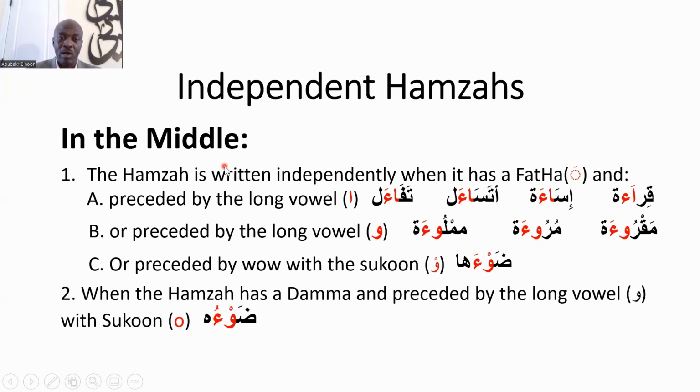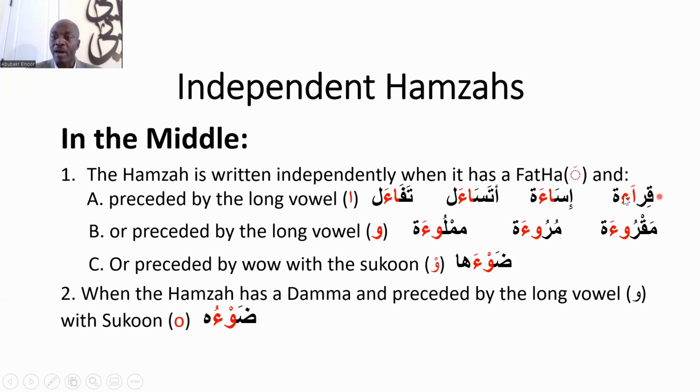So number one, we have two rules here talking about the Hamza sitting alone in the middle. The Hamza is written independently when it has a fatha. So the Hamza itself has a fatha, as you can see here. So that's rule number one. It is a common rule, but with that rule, the Hamza has to be preceded by the long vowel alif.